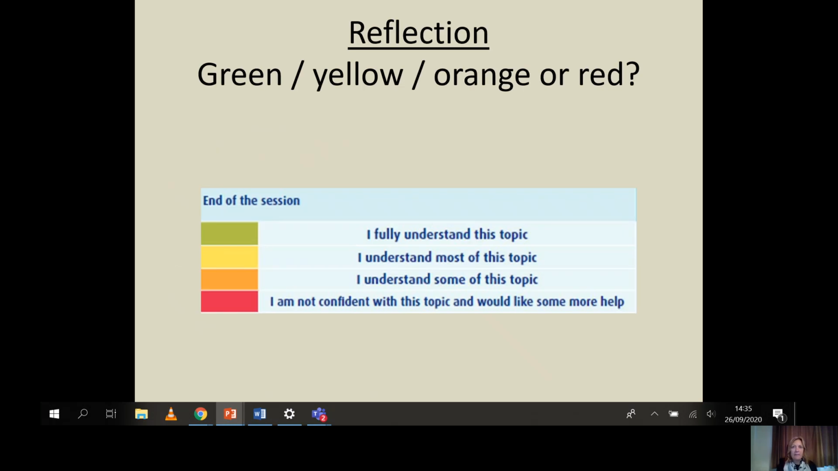So again, thinking back to those diary pages that we would have in face-to-face lessons, I just want you to reflect for a moment, where would you put yourself now? So think about the addition that we've covered so far. Do you feel you've moved, your colours changed at all? Do you feel like you understand more of it? Do you feel like you're really not confident still and you'd like some more help? Have a little think, see where your colours change.